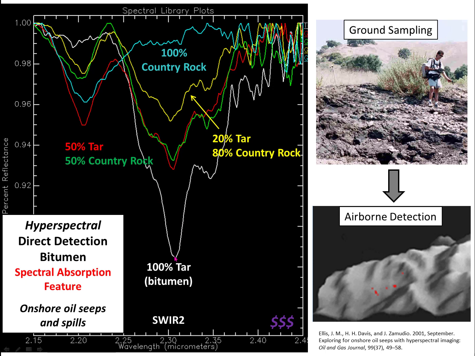We can use this to map all the pixels. So on the lower right, those pixels that have this bitumen absorption feature are colored red. So here we have the oil seeps, relic and current oil seeps in the Southern California area.